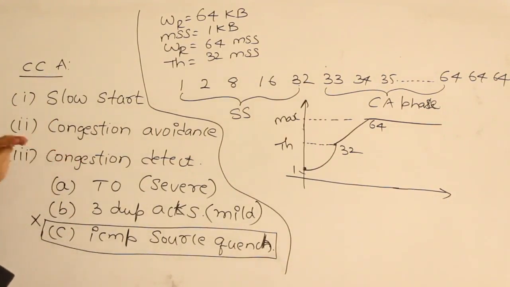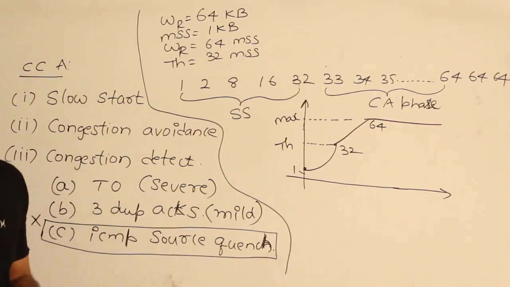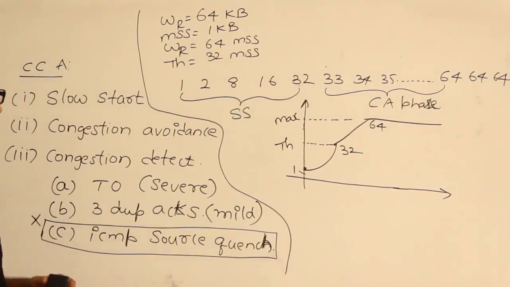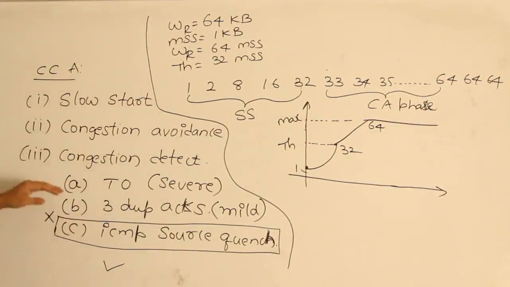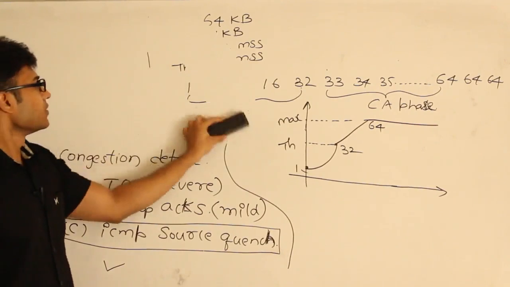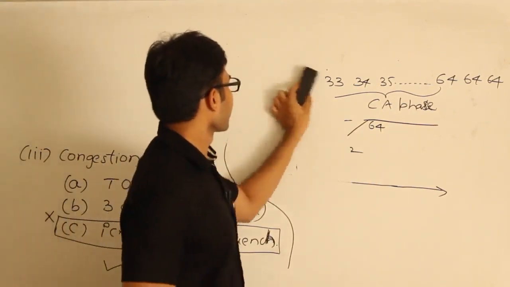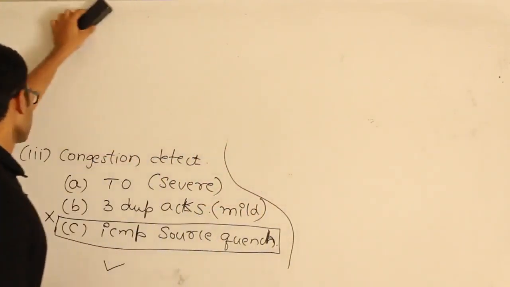Then what about the congestion detection? During any of these phases, congestion can be detected and we are going to handle it. So let's see how congestion is detected and how we are going to react to each of these cases. I'll take the same running example and I'll explain how the congestion is detected and what we are going to do.